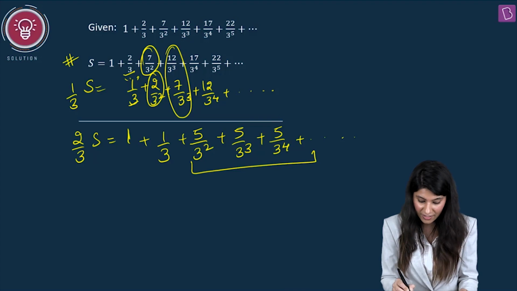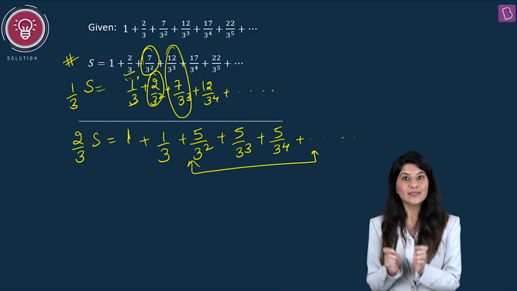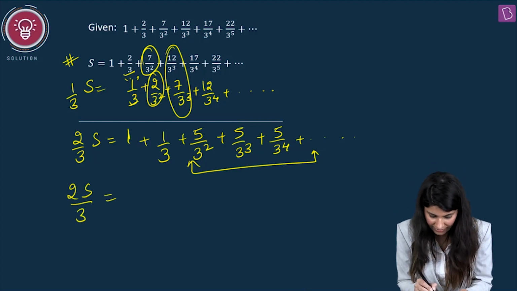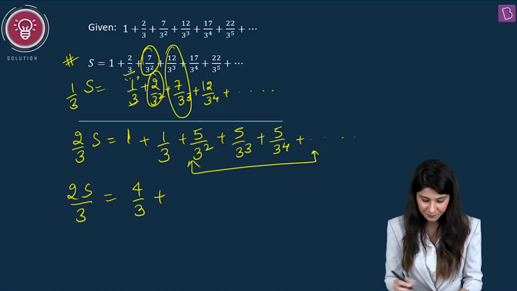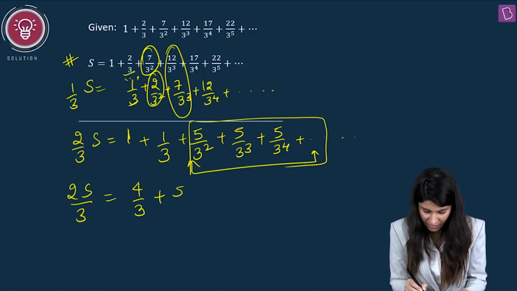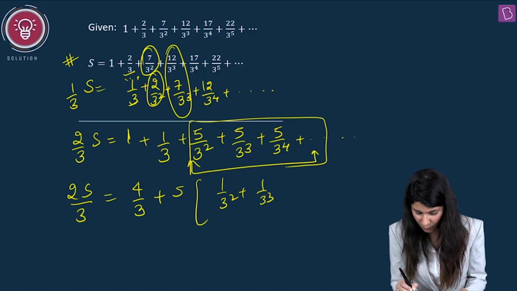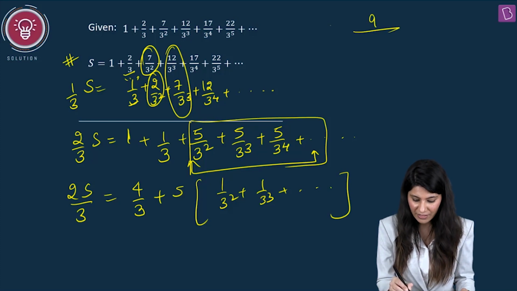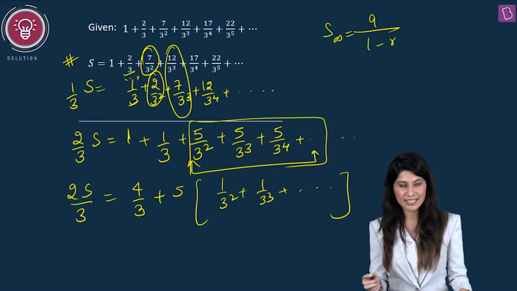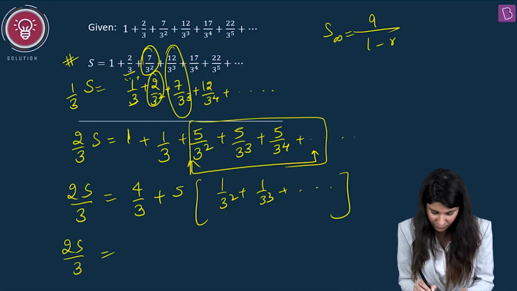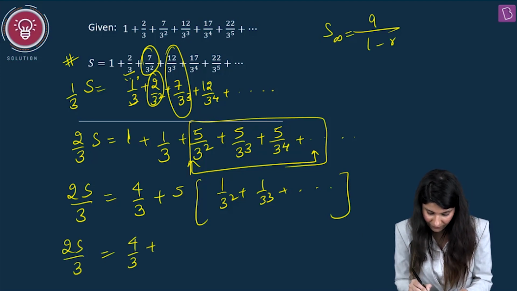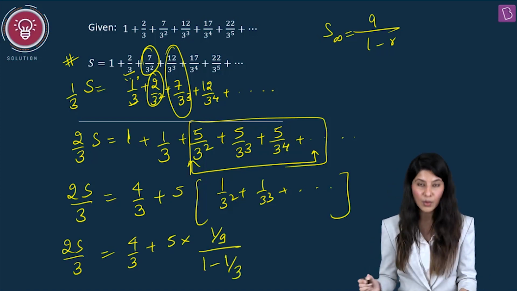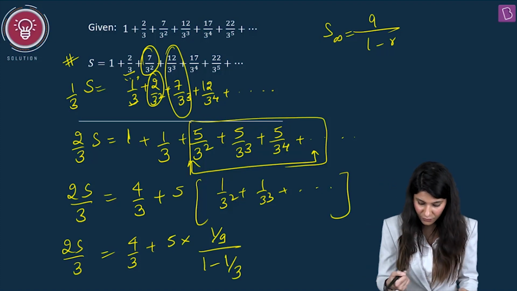Here, can you see if you take 5 common, you have a pure geometric series whose formula you know. So you have 2S by 3 equals to 4 by 3 plus, let's take 5 common, 1 by 3 square plus 1 by 3 cube, infinite series up to infinity. Right? And you know the sum of an infinite series is a by 1 minus r. Let's apply this formula. So 2S by 3 equals to 4 by 3 plus 5 multiplied by, A is what? 1 by 9, whole upon 1 minus r, which is 1 by 3.